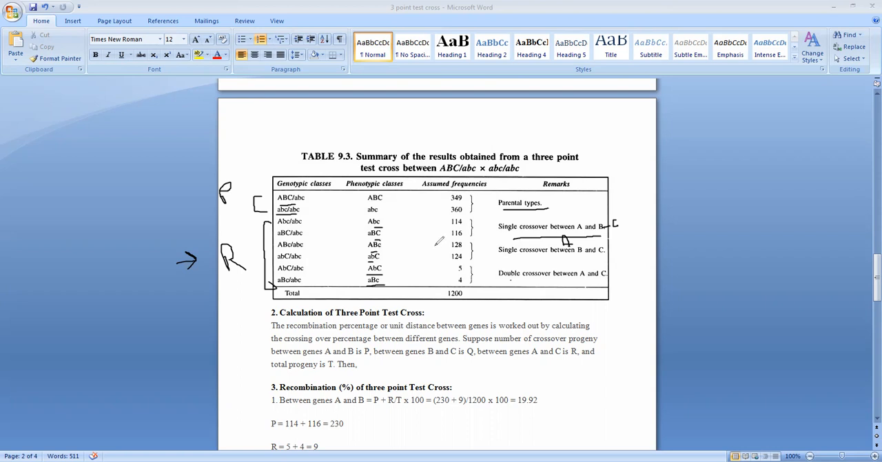If we have to calculate the recombination frequency, we'll take these assumed frequencies. This is the total, so we can easily calculate the recombination frequencies from this particular data. Now we'll go back to that slide, that particular topic.